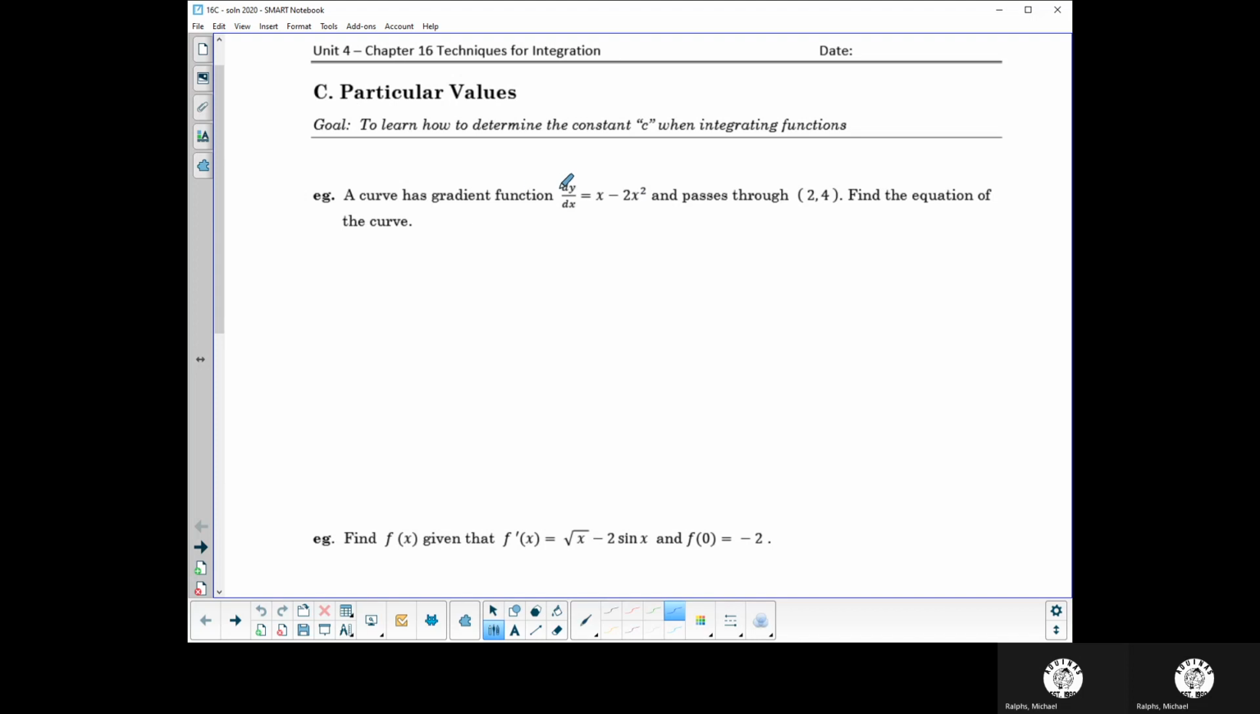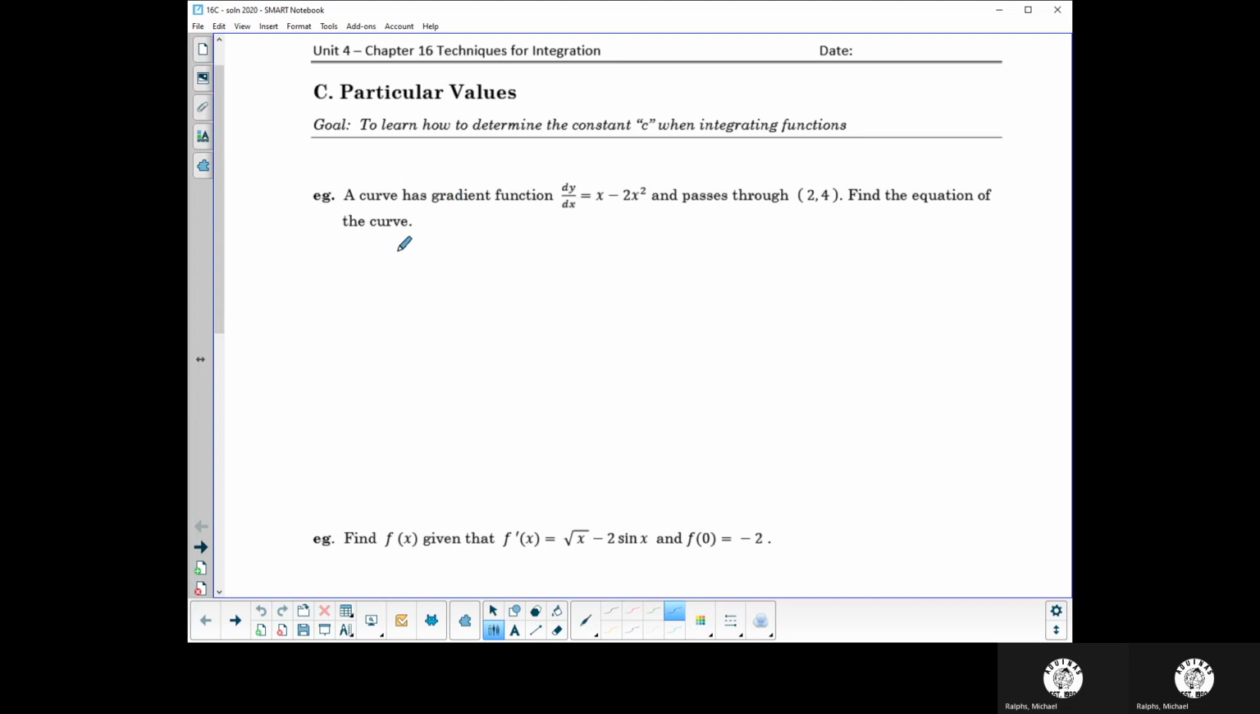Okay, so we'll start out here. We've got dy by dx given as x minus 2x squared, and the function itself passes through (2, 4). So that dy by dx is the gradient function.